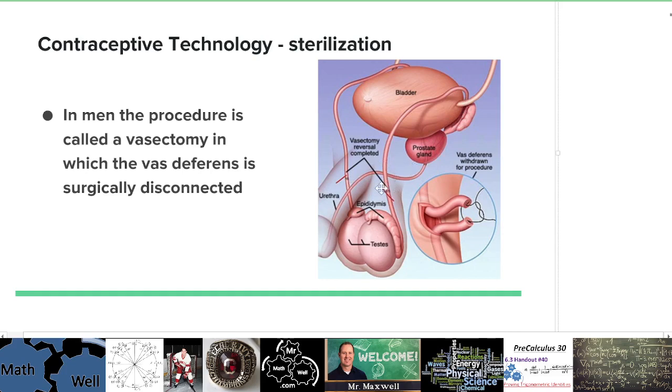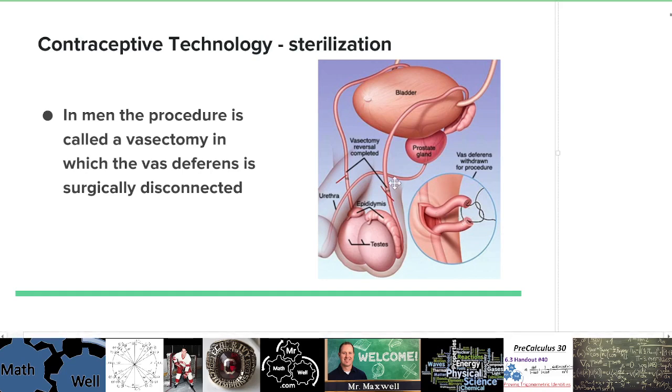So it's cut right here, okay? Inside the scrotum, the doctor makes an incision, goes in there, cuts the vas deferens, does the same sort of thing, probably cauterizes it and ties it off. Now it is possible that over time this tube grows together again and becomes functional again. It doesn't happen very often, but it is known to have happened. So these are not fail-safe, although they're pretty secure.